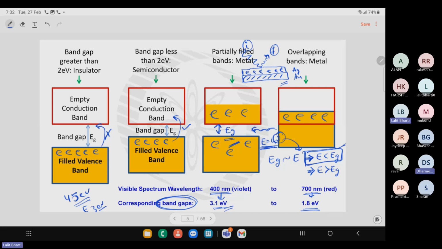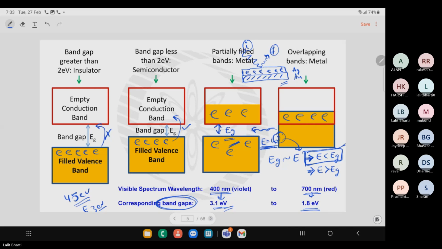Am I clear to you? Yes, sir. My question was regarding metal, but regarding insulator and semiconductor, whether it is transparent or not? Yeah, it depends on the band gap then, in the case of semiconductors and insulators. Yes, sir. Thank you, sir.